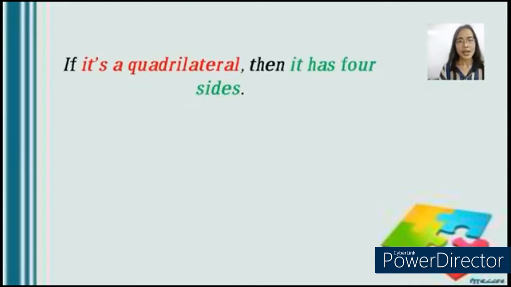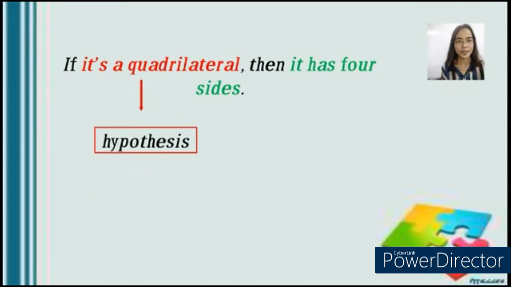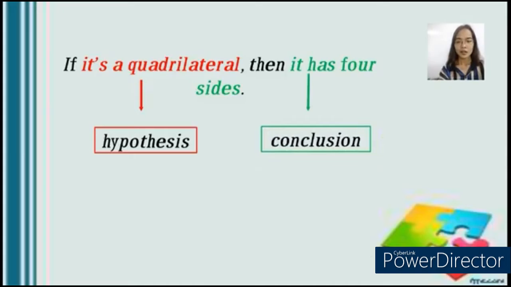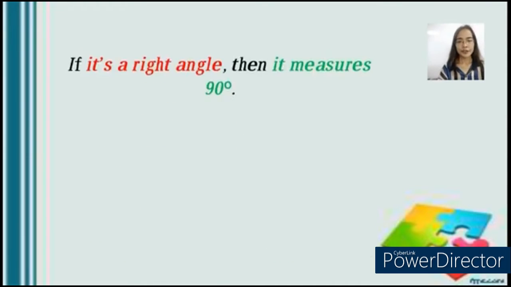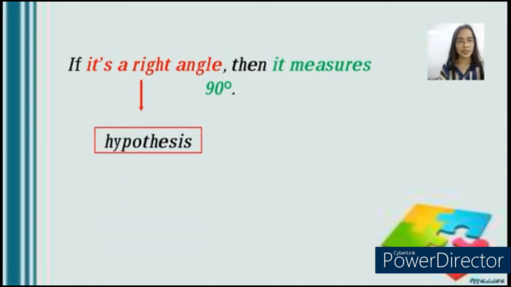Next. If it's a quadrilateral, then it has four sides. So, ano yung hypothesis natin at ano yung conclusion natin? So, let us determine the hypothesis. What do you think is the hypothesis? Anyone? Very good. It's a quadrilateral. How about the conclusion? Yes? Very good. It has four sides. Another example. If it's a right angle, then it measures 90 degrees. So, ano sa tingin nyo ang hypothesis natin? It's a right angle. Very good. How about the conclusion? It measures 90 degrees. Very good.